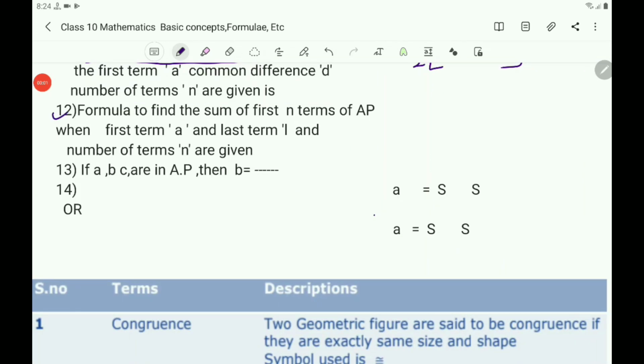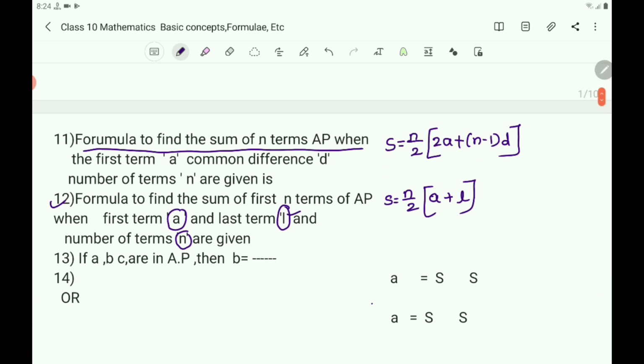Then one more formula is there to find the sum of first n terms of an AP when the first term A, last term L, and number of terms n are given. Here D is not given, but what is given? Last term L is given. Then the formula is S equals n by 2 into A plus L.